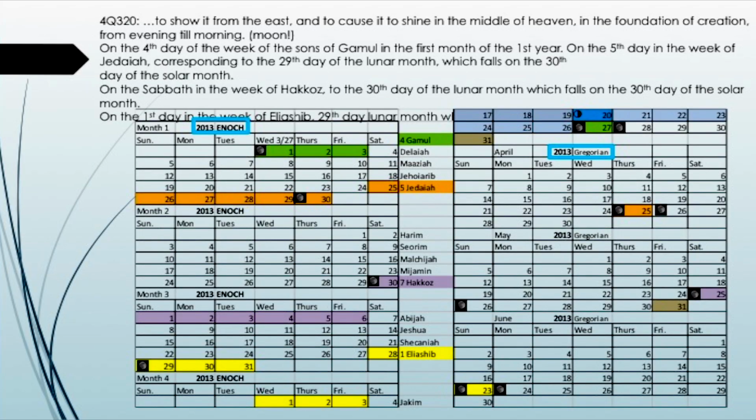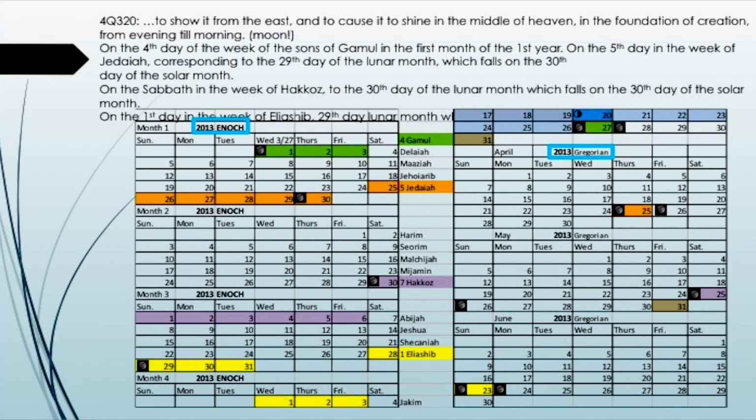Now, in this diagram, I'd like you to see that this is 2013 Gregorian on the right side and 2013 Enoch calendar on the left side. And I just want you to note where the full moons are occurring. So on Enoch, you've got the first day of the year. There's a full moon on Wednesday, the 4th day. And on the Gregorian calendar, that correlates to the 27th day of March. You've got a full moon.